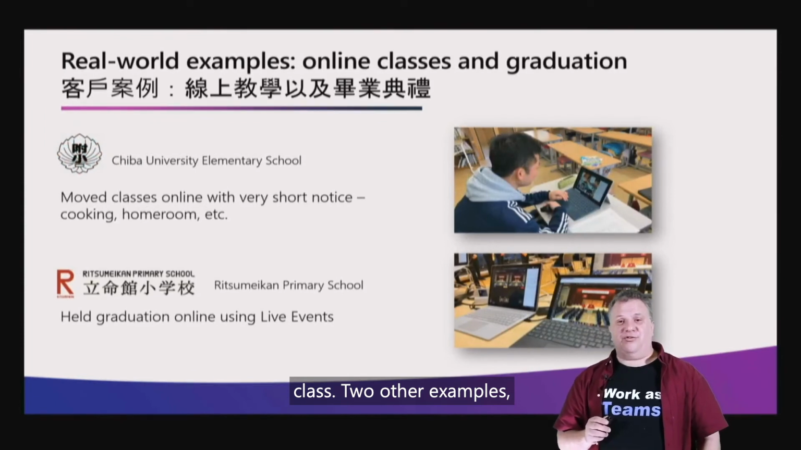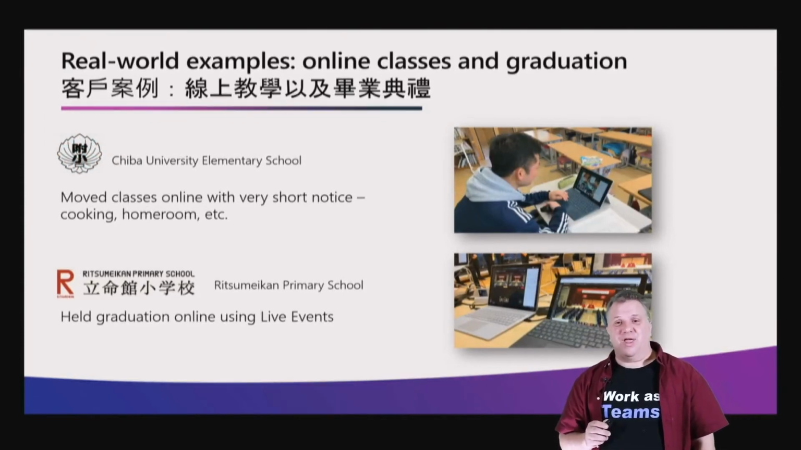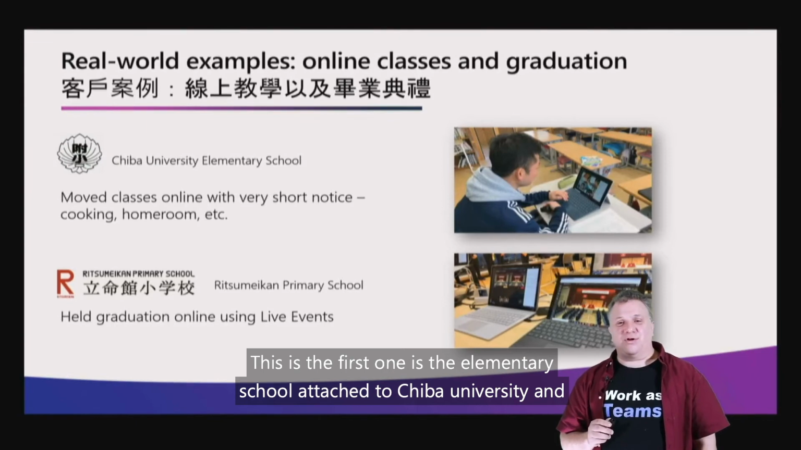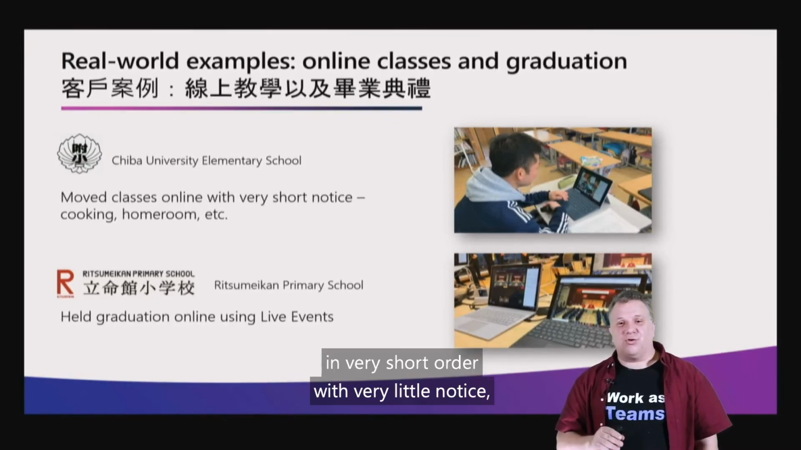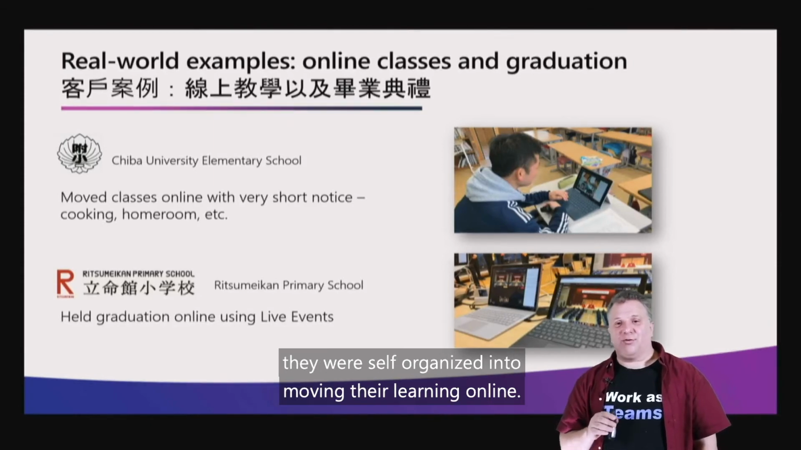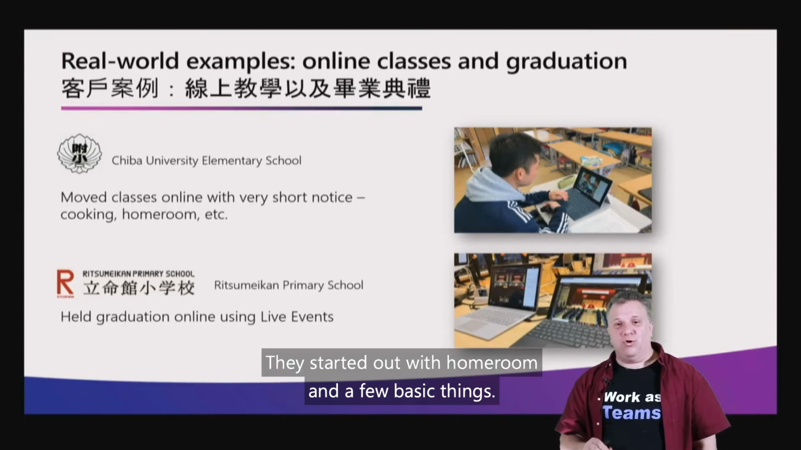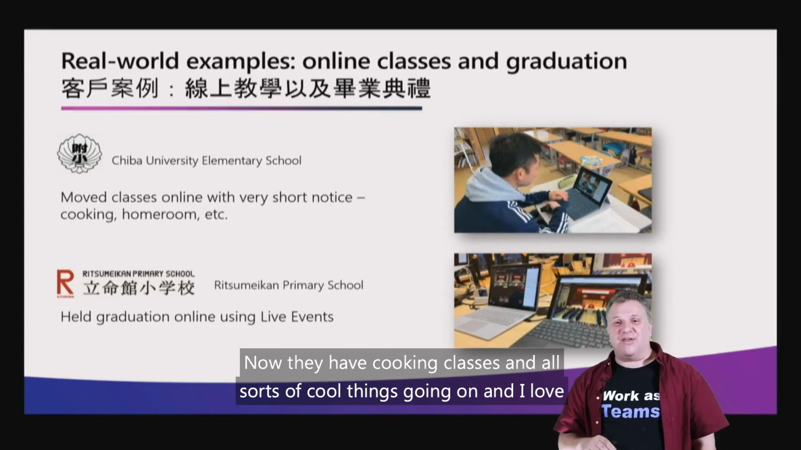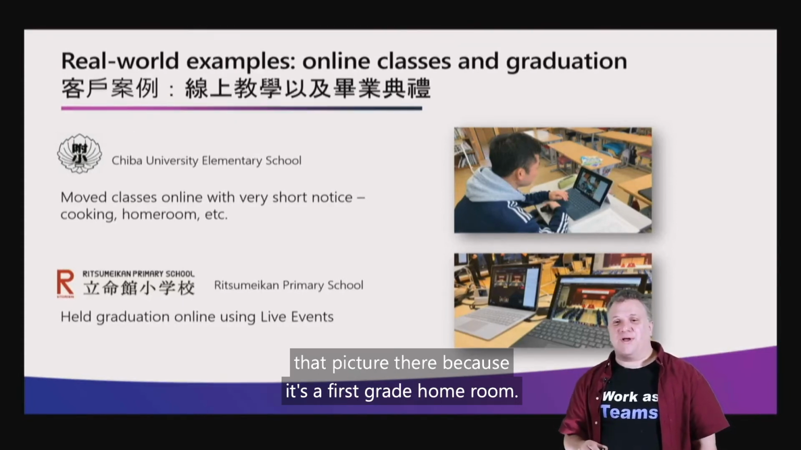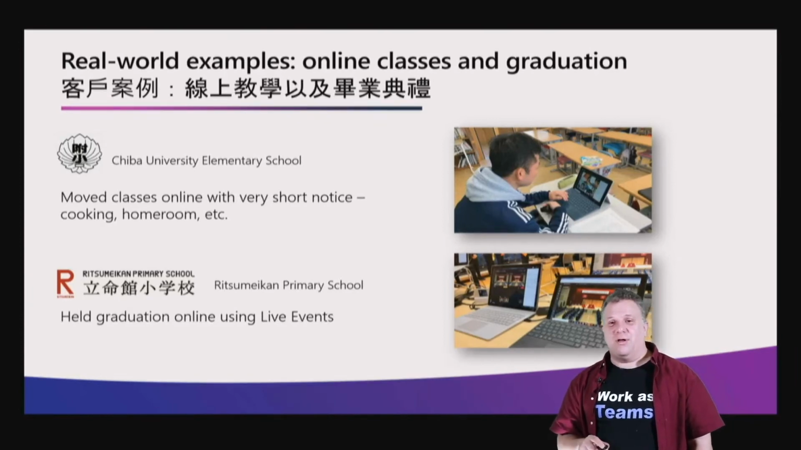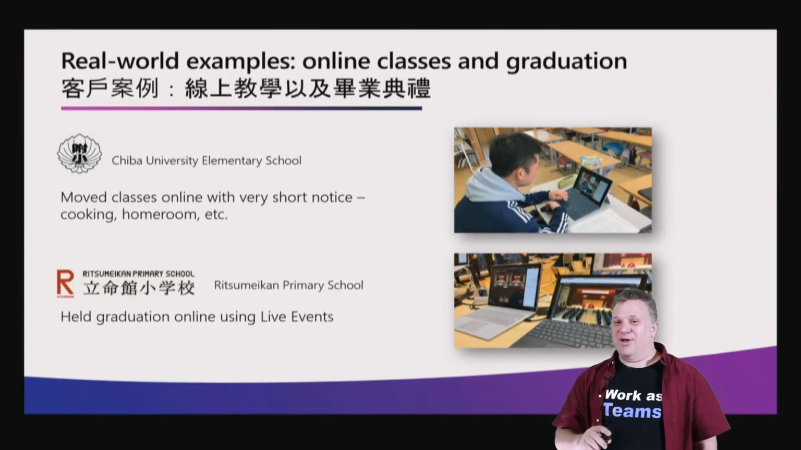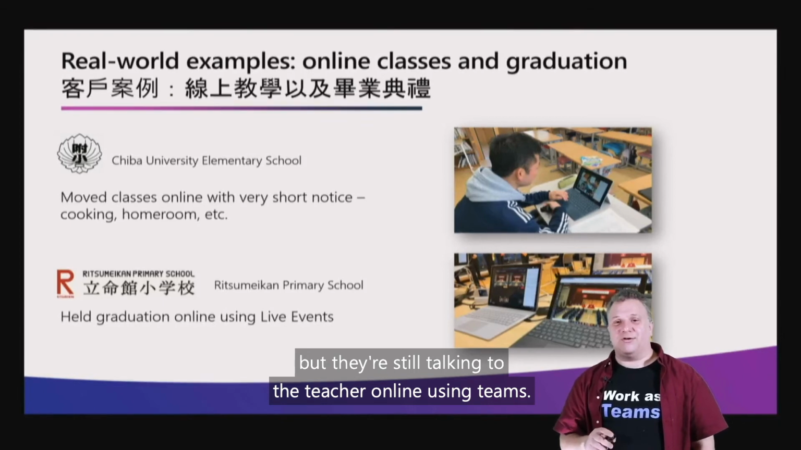Two other examples that I really like are from Japan. The first one is the elementary school attached to Chiba University. And in very short order, with very little notice, they were self-organized into moving their learning online. They started out with homeroom and a few basic things. Now they have cooking classes and all sorts of cool things going on. And I love that picture there because it's a first grade homeroom. There's no students there, they're all at home, but they're still talking to the teacher online using Teams.